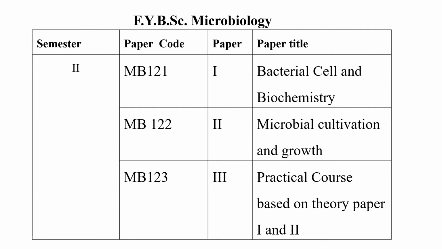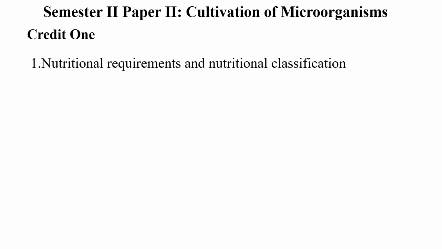Now, what we have discussed so far is a brief introduction to the F.Y.B.Sc microbiology course. From now onwards, we are going to discuss the course MB122 Microbial Cultivation and Growth. So let's begin with the paper 2 semester 2 syllabus. Credit 1 is cultivation of microorganisms. The first topic which we are going to discuss is nutritional requirements and nutritional classification.